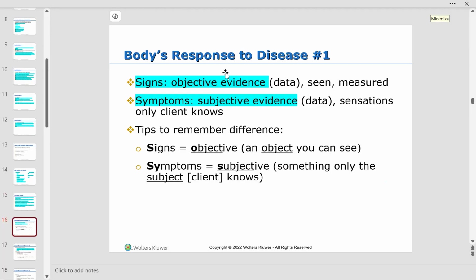Then know the difference between signs and symptoms. Signs are things that are objective. You can see them, you can measure them. Symptoms are things the client's going to tell you. They're subjective. I'm up all night long. I can't breathe when I lie flat. Blah, blah, blah.